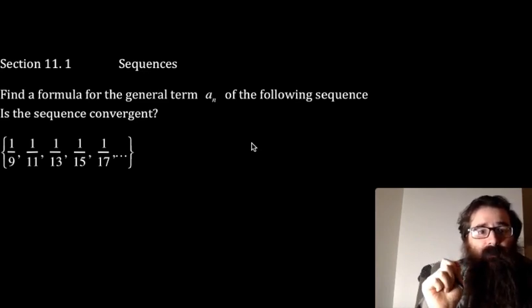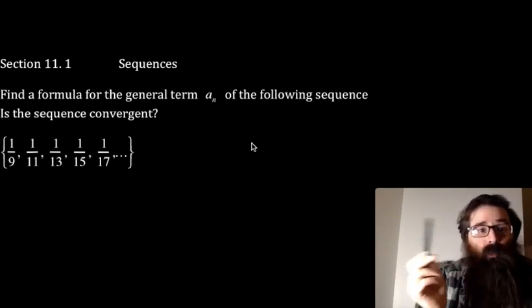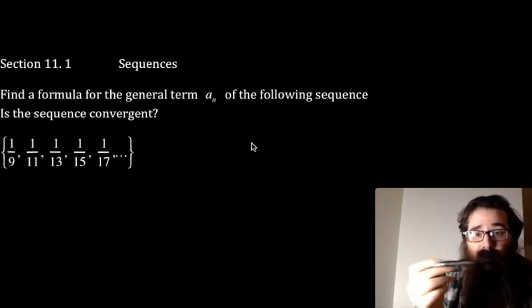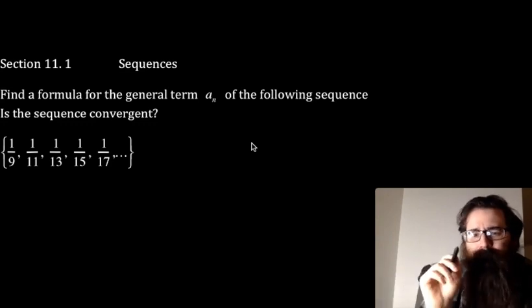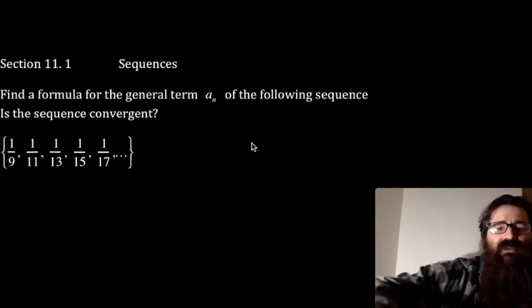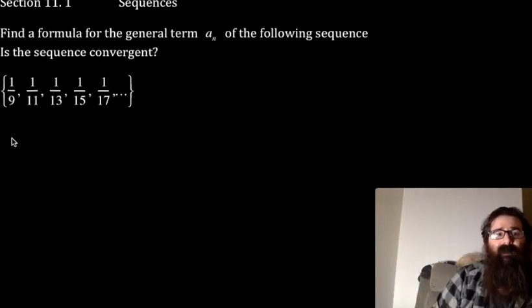First, we'd like to find a formula for the general term a sub n for the following sequence. We then want the follow-up question, is the sequence convergent? And here we have the list of numbers: 1/9, 1/11, 1/13, 1/15, 1/17, so on and so forth. You probably get an idea as to what the rest of the list would look like. But writing it out in some general form, we want to find some way to reference what the first term is, what the second term is, and to include that in our general form.